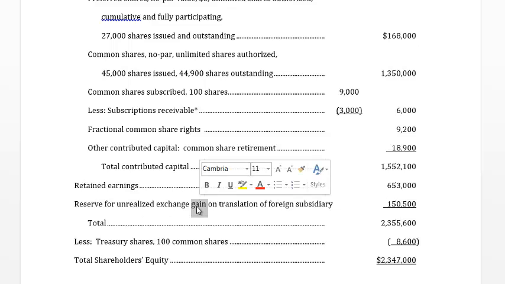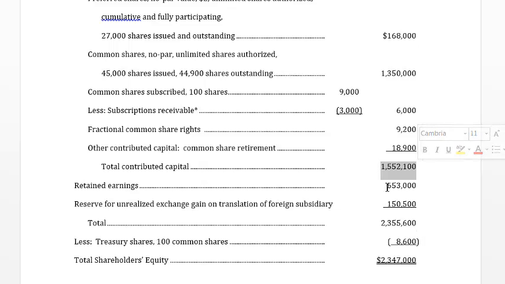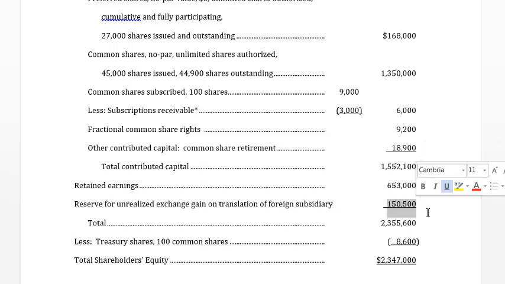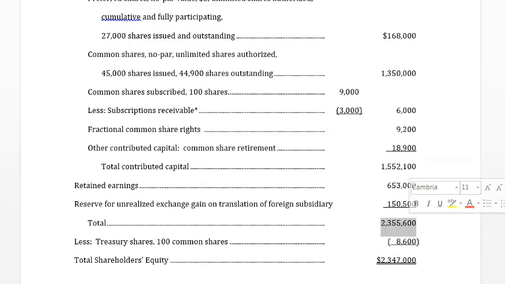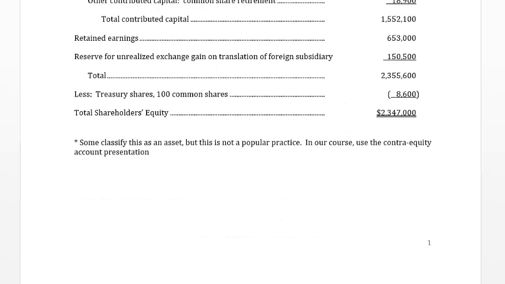Now again, it's a reserve for unrealized exchange gains. So because it's a gain, we're going to add it in, right? So we would add to our total contributed capital account our retained earnings and our reserves, also known as accumulated other comprehensive income, or AOCI, to give us total equity of $2,355,600. So now what do we have?